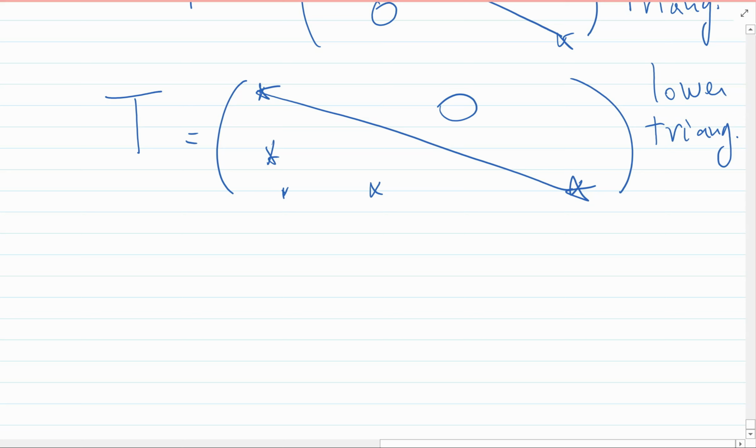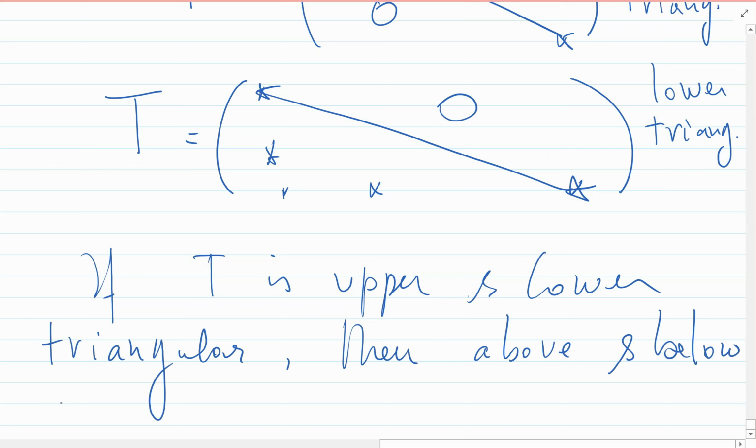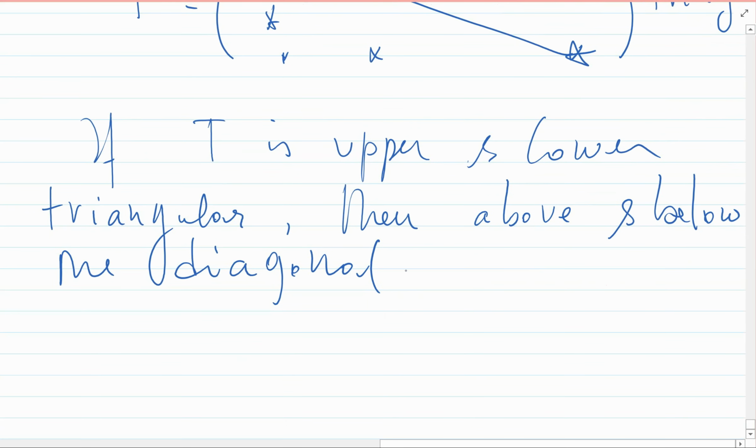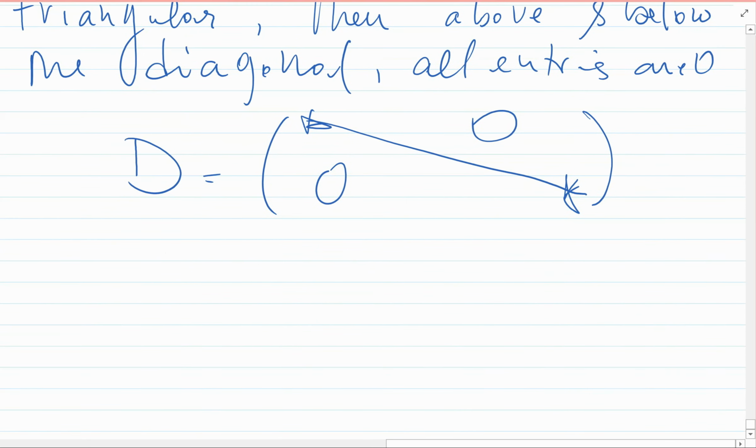So what happens if a matrix is upper and lower triangular? Here, if T is upper and lower triangular, then above and below the diagonal, you have zeros. All entries off the diagonal are 0. So what you have basically is something of this form, 0, 0, and you have some entries on the diagonal. So we call it a diagonal matrix. So this is known as the diagonal matrix.